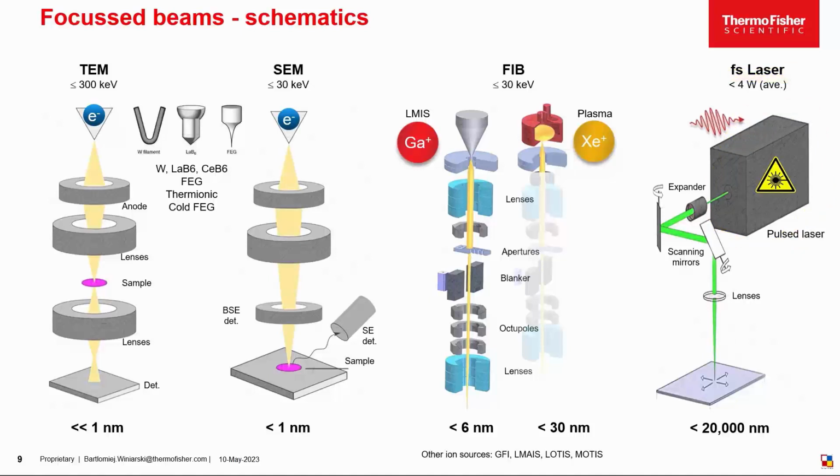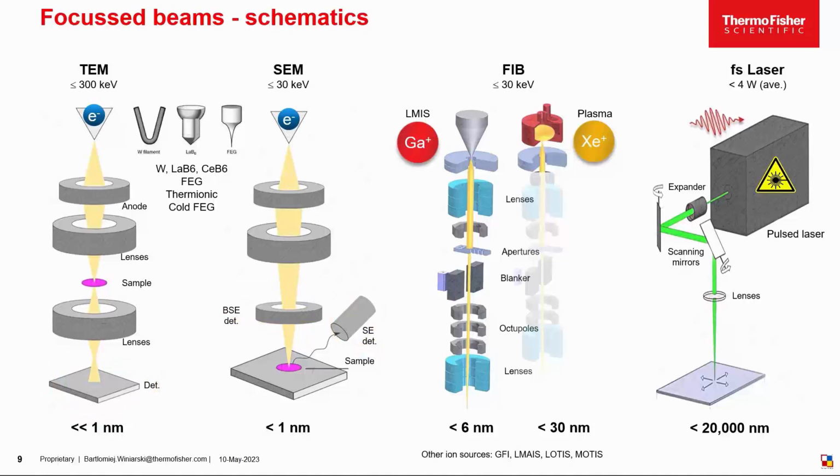Now, the electron and ion column components below the source are quite similar, where we can find various magnetic or electrostatic lenses, apertures, blankers, and scanning coils used to shape the electron and ion beams, scan or spot dwell these on the sample. Other important parts of the focused beam columns are various detectors, for example to detect secondary electrons, backscatter electrons, and other various signals. I will talk about these signals later.